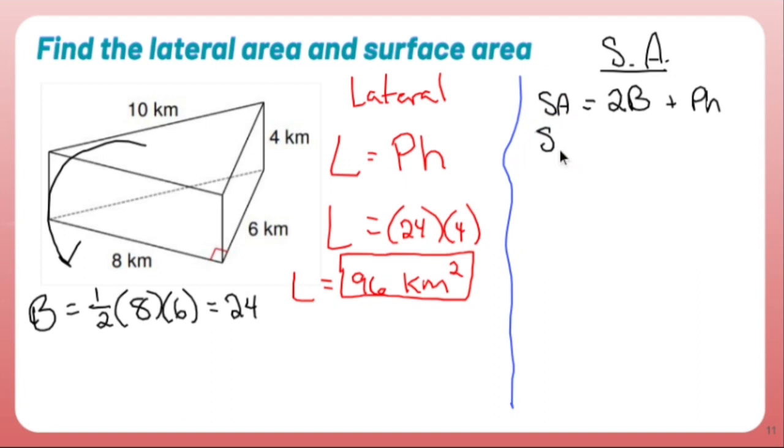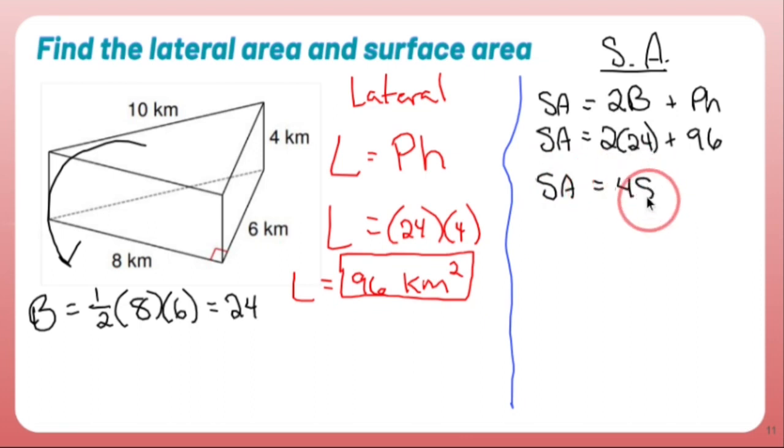So my surface area is going to be 2 times 24 plus perimeter times height. Well, wait a minute. I did that already. I got 96. Well, let's not overcomplicate things. 2 times 24 is 48. And 48 plus 96 is 144. A nice number. Again, we're dealing with area, so our units of measure are going to be square kilometers.